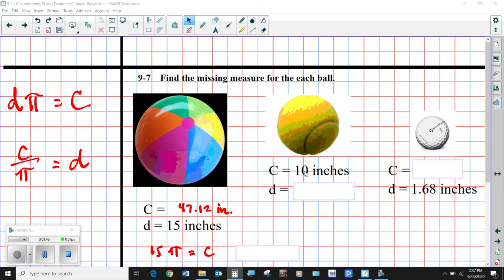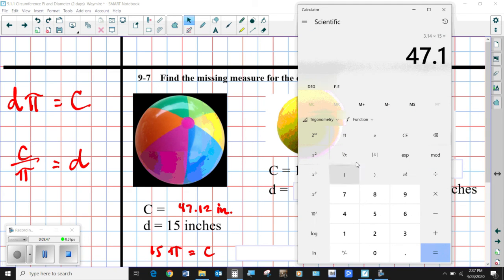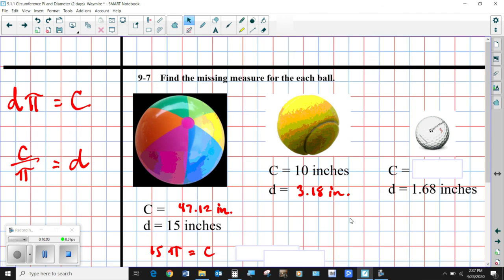Okay, and so for this one, we would have taken 10 and divided it by pi. So 10 divided by pi gives you 3.18. Let's see what would have been if you would have taken 10 divided by 3.14. 3.18 again. So whether you use the pi button or not, you're getting 3.18 inches for the diameter of this tennis ball. And then this one, 1.68 times pi, I got 5.28. Yours is probably close to the same.